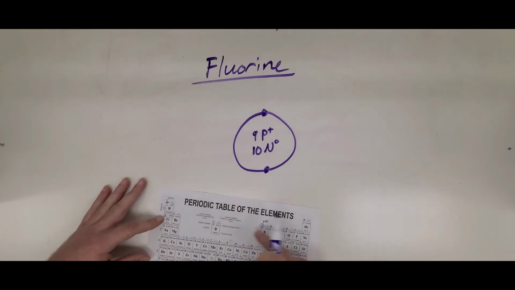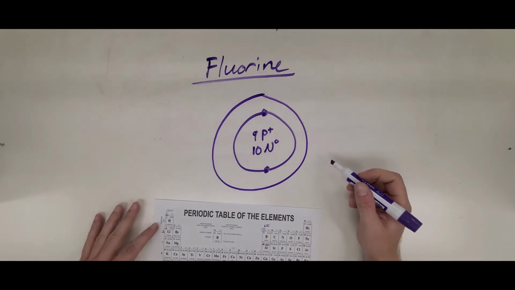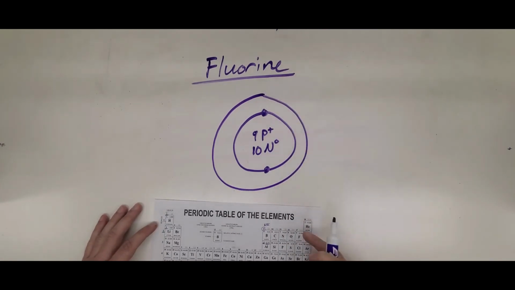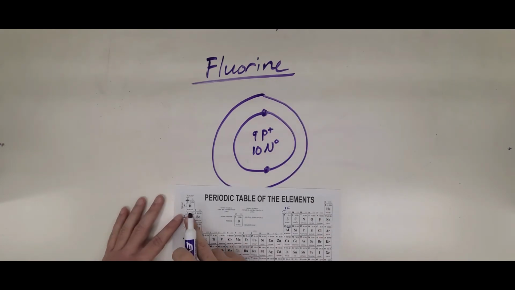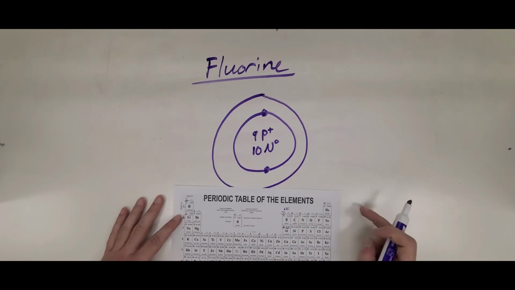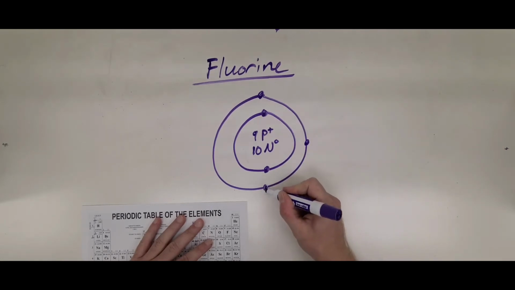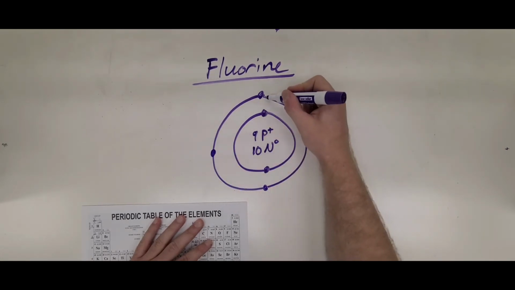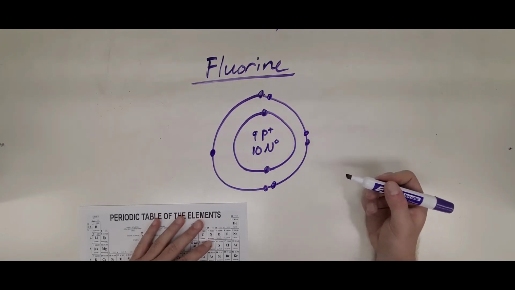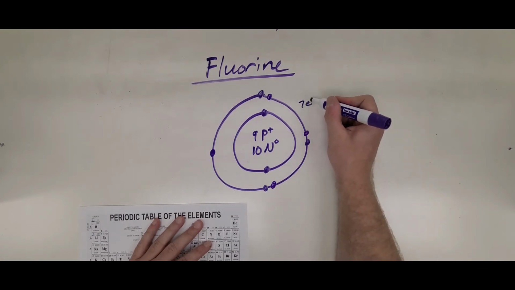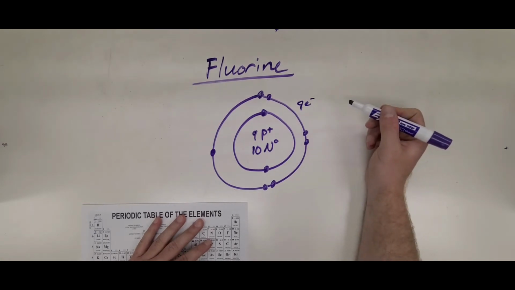So we'll draw that second energy level, and we'll add in the electrons here. We have 1, 2, and then it's going to have 1, 2, 3, 4, 5, 6, 7 electrons in its outermost shell. So we'll go ahead and draw that. 1, 2, 3, 4, 5, 6, 7. 9 total. All right, that's fluorine.